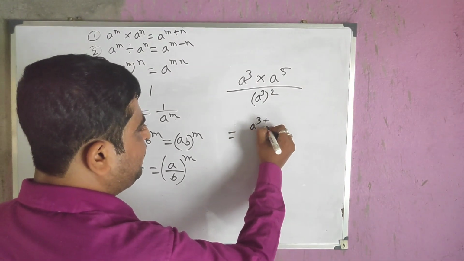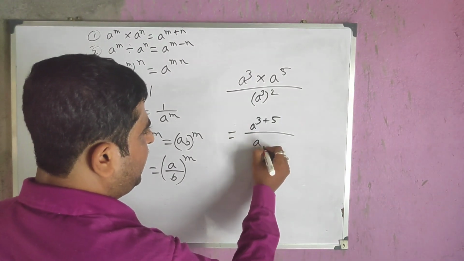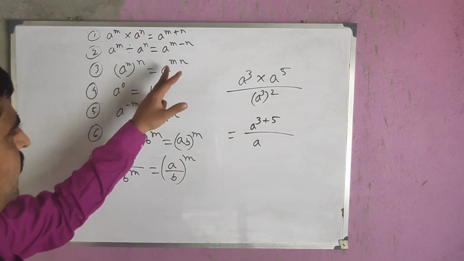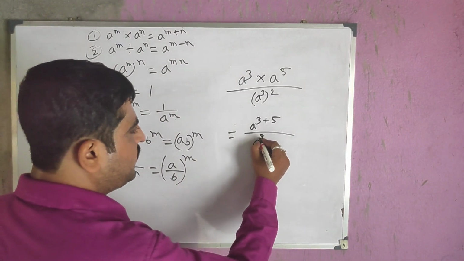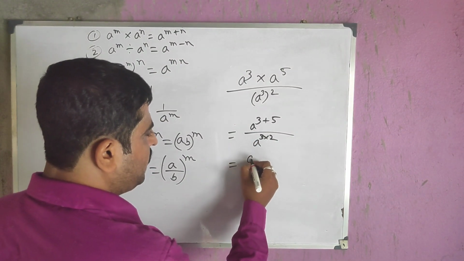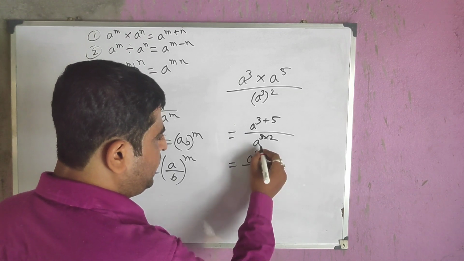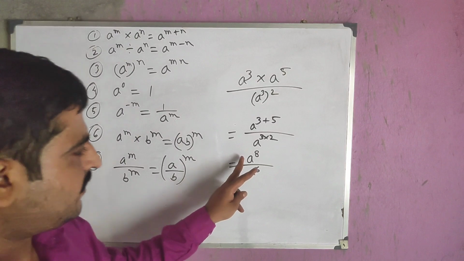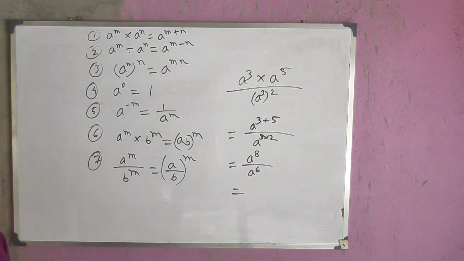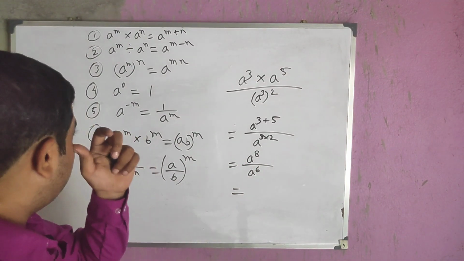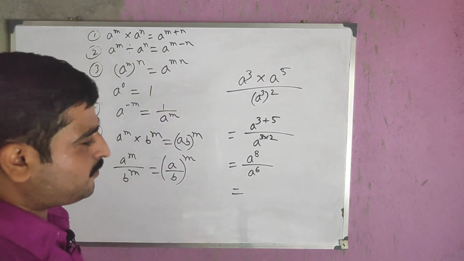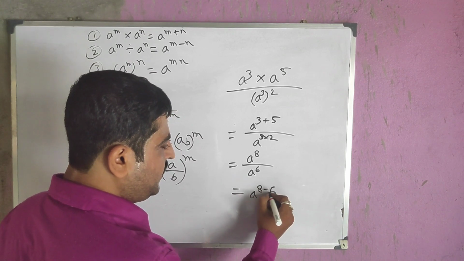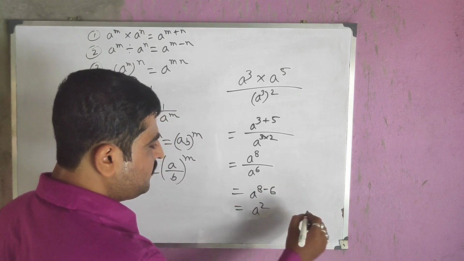So a to the power 3 plus 5 divided by, here again a to the power m whole to the power n will become a to the power m into n. So here it will become a to the power 3 into 2. So in the numerator it will become a to the power 8, in the denominator a to the power 6. Now again the bases are equal and they are in division form, then their powers are subtracted. So it will become a to the power 8 minus 6, which is a square.